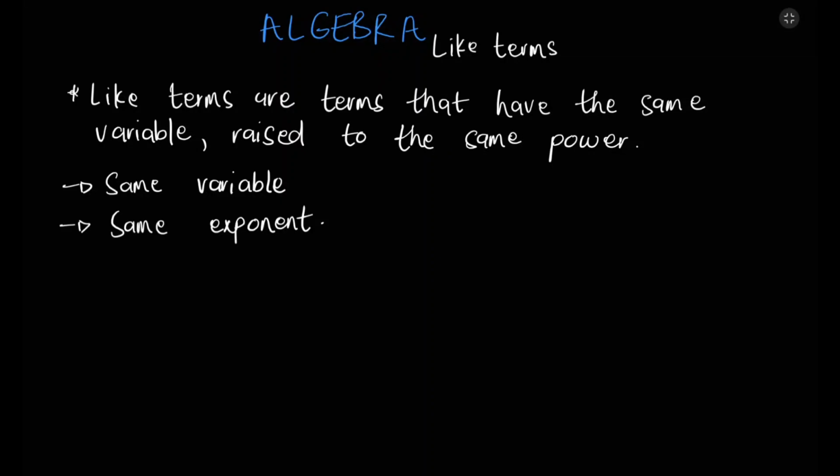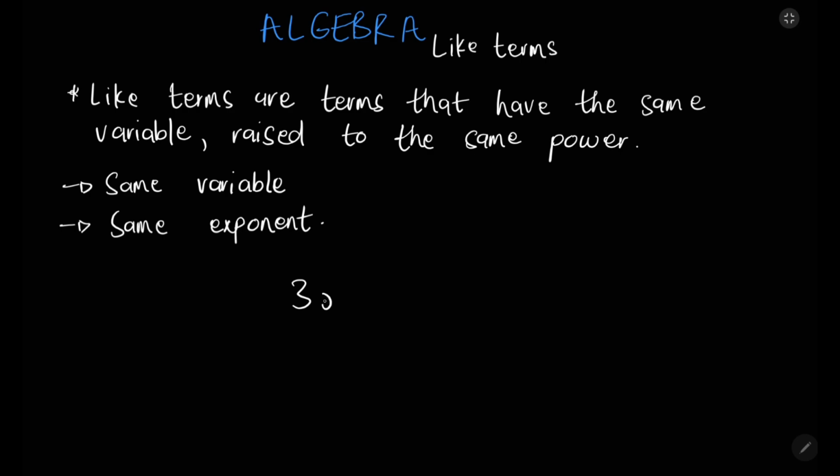Today's lesson is about like terms in algebra. What are like terms? Like terms are terms that have the same variable raised to the same power. In short, they have the same variable and the same exponent.